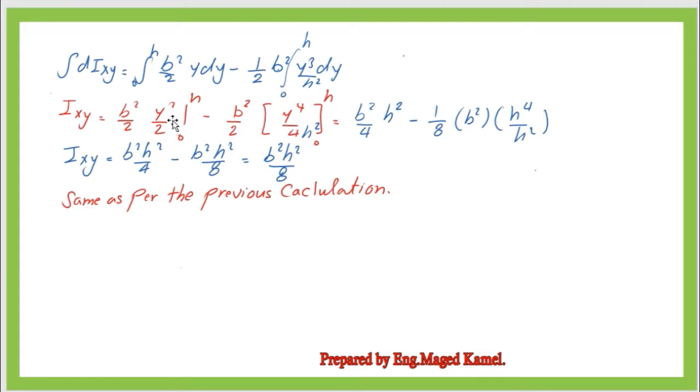When we substitute y equal to h, then we have b squared divided by 4 multiplied by h squared, minus b squared over 2 multiplied by 1 over 4, it will become b squared over 8 multiplied by h to the 4 divided by h squared. Adjusting the terms, we have b squared h squared divided by 4 minus b squared h squared divided by 8. So we have at the end that Ixy equal to b squared h squared divided by 8, which is the same result as per the previous calculation using vertical strip.